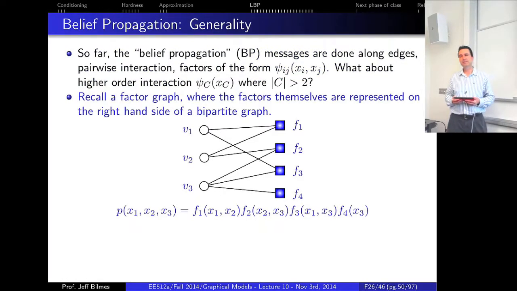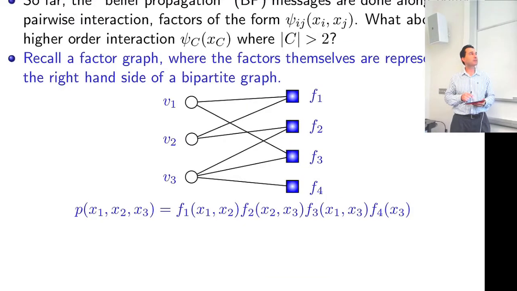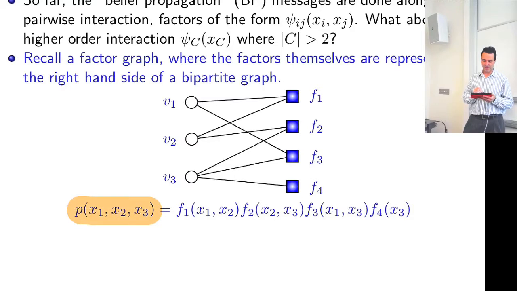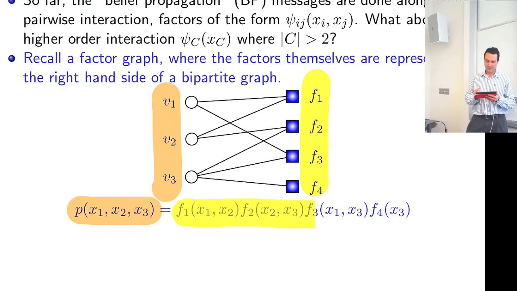So remember a factor graph? We briefly mentioned it at the beginning. What a factor graph does is it explicitly gives you different nodes. It's a bipartite graph, where on the left-hand side you've got variables corresponding to our original random variables. On the right-hand side you've got nodes in the bipartite graph, these blue squares, that correspond to the factors. So in this particular case, we've got the probability of x1, x2, x3, and we have variables for x1, x2, x3, and that involves factors f1, f2, f3, f4, which are these factors here.